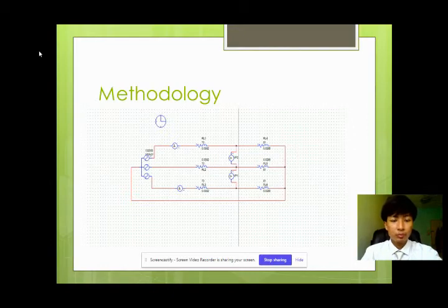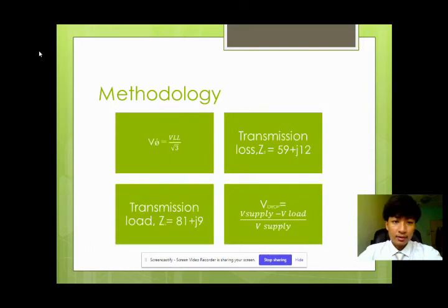So for the methodology part, we use PSIM software to create this type of circuit. In this test, students are randomly assigned the value of the voltage. So for me, I get 132,000 volts. By using this value, we managed to calculate the value of the voltage phase. The formula to get the voltage phase is the voltage line to line divided by the square root of 3.